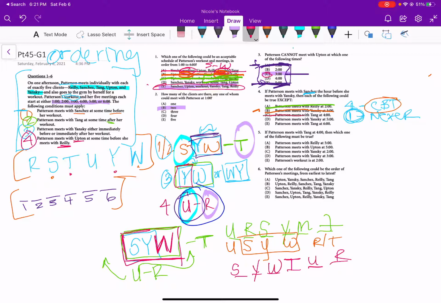And then lastly, P meets with Y at 5 o'clock. Ooh, but does this one work? Well, we need to make sure that we put our 3 block in there. So we have S, Y, W.